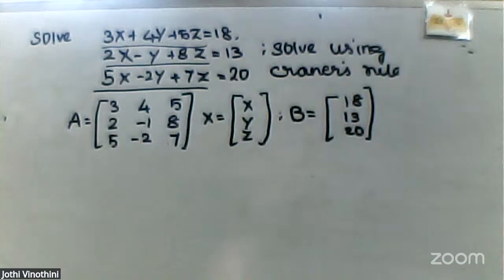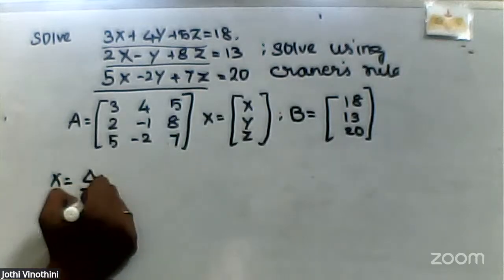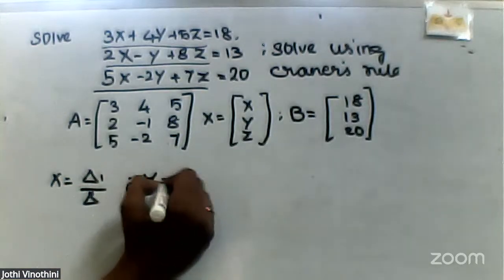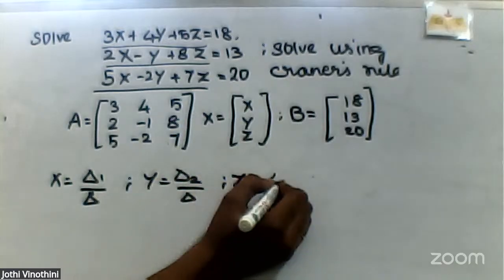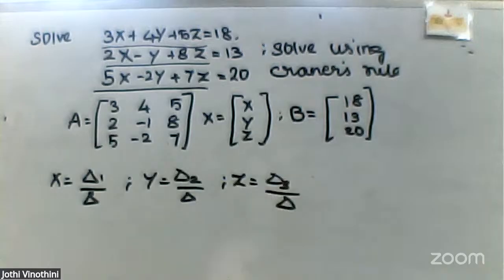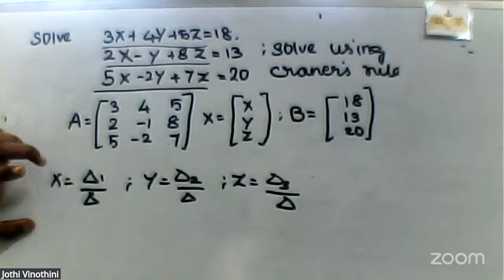So what is Cramer's rule? Cramer's rule is x equals del 1 by del, y equals del 2 by del, and z equals del 3 by del. We can actually know what del is. Del is simply the determinant of a matrix. What are del 1, del 2, del 3?